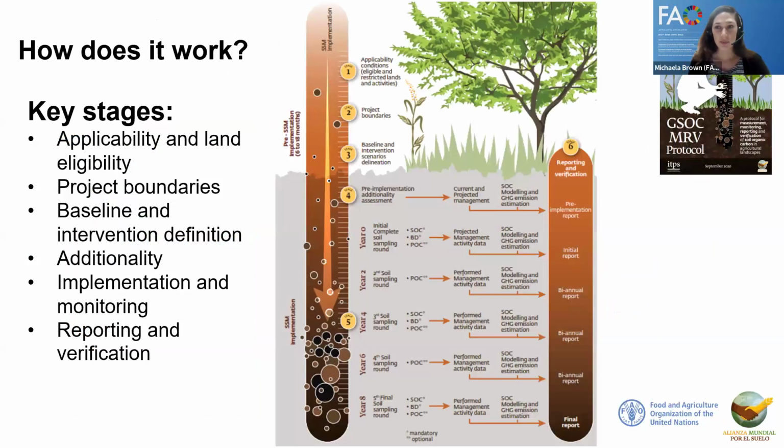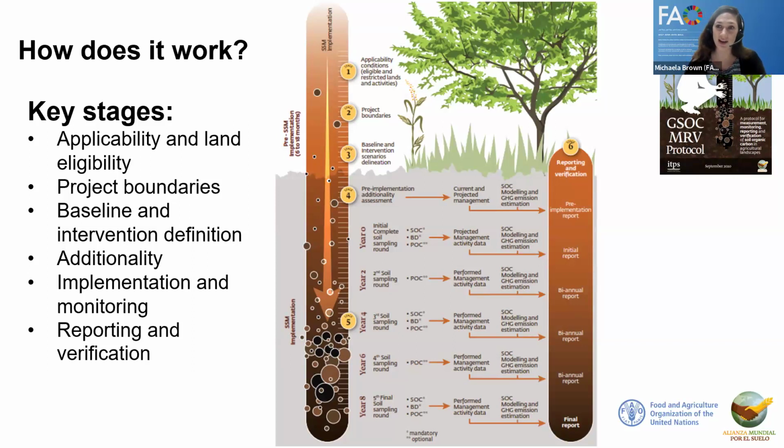So the key stages of applying the MRV protocol: first, as mentioned, there are only certain types of land that this protocol is eligible to apply to. Then after ineligible lands are filtered out, specific project boundaries are established. Then the baseline versus intervention scenarios are defined. I'll define that terminology a little bit later on, but essentially baseline is what would happen without the project or without the implementation of sustainable soil management.